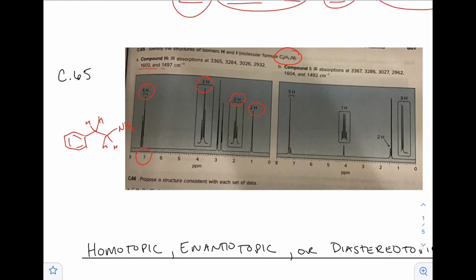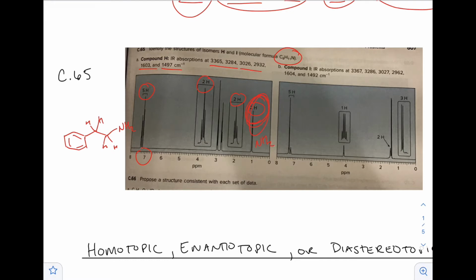So 1603, 1497, that's the benzene ring. We want some CHs. We've got those. We also have our 2 stretches for the NH2. Everything seems to check out. We've got our 2 protons that are not coupled right here, so this is probably your NH2.